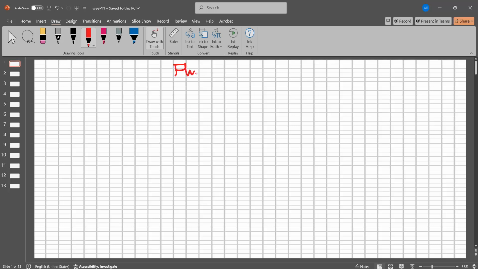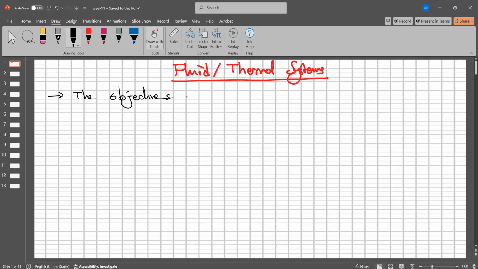Today we are going to start the fluid and thermal system. Okay. The objective of this section are conservation of mass principle in hydraulic and pneumatic systems, not the thermal one. Okay.